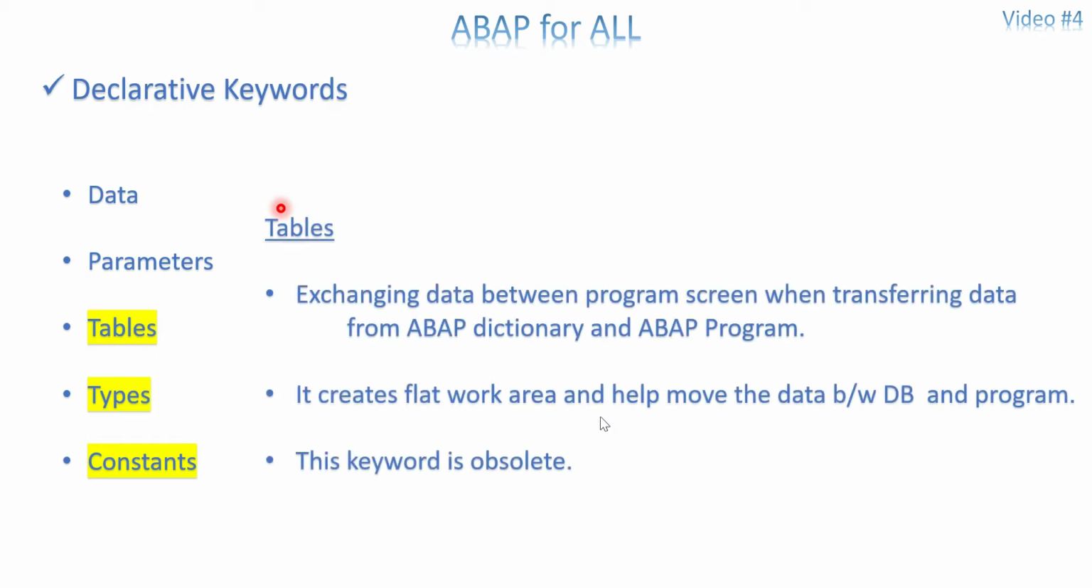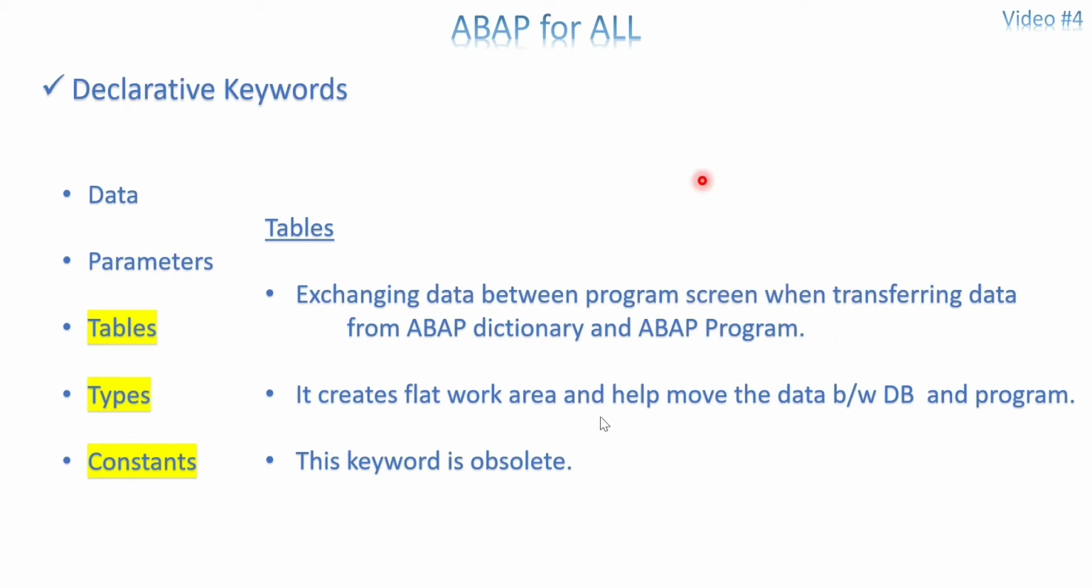So tables is nothing but, normally we are inside a product. Most of the communication is between the database and the application layer. Get the data from the database, put it in the application layer and do some manipulations, whatever is needed for the business requirement. So for that, one of the keywords we use is tables. Generally, this tables keyword is used just to transfer the data between the ABAP dictionary and the program.